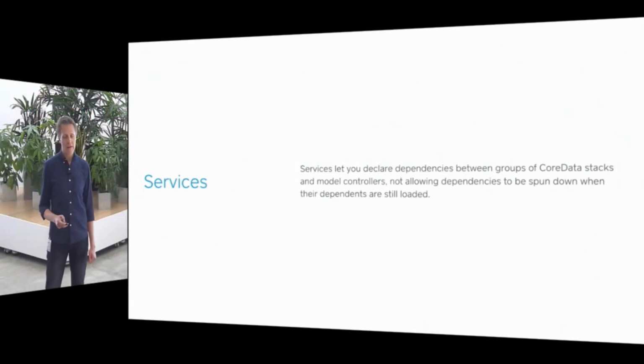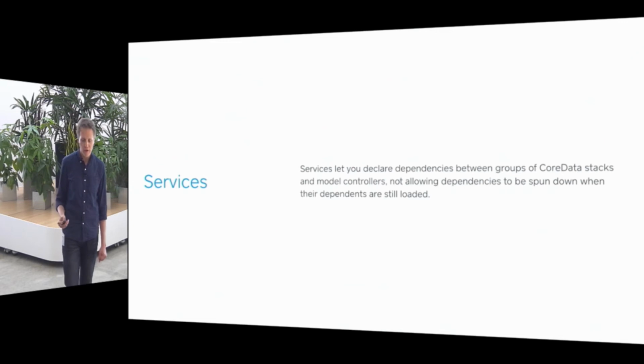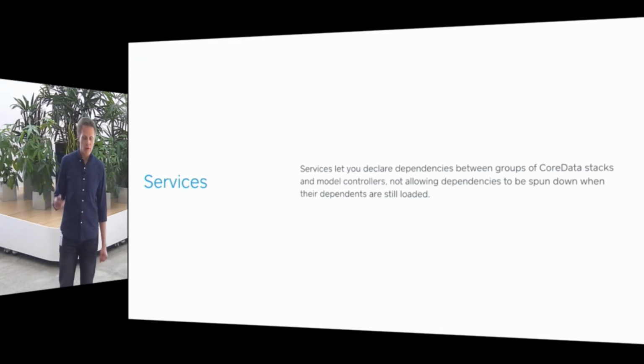Another thing that Square Data provides is services. And services essentially let you declare dependencies between groups of Core Data stacks and their associated model controllers. It doesn't allow dependencies to be spun down if all of their dependents are still loaded.